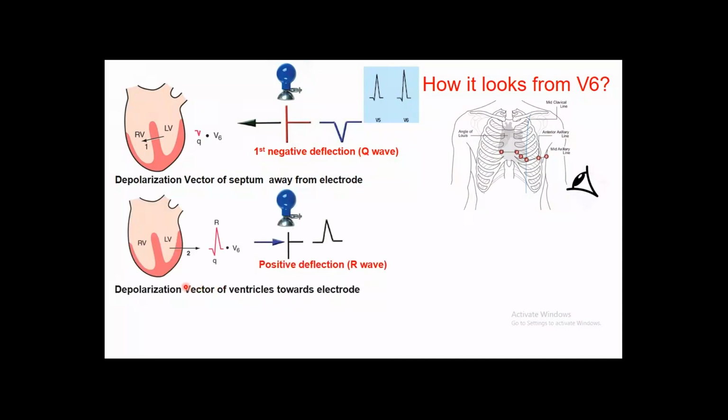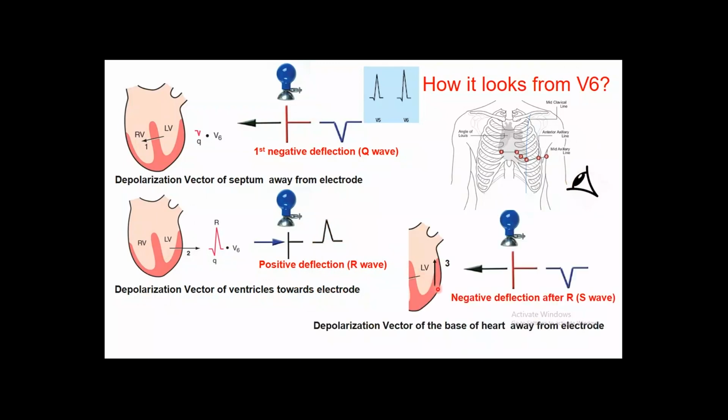The second phase of ventricular depolarization is depolarization of the left ventricle and right ventricular free wall. But because the left ventricle is more muscular and creates more electrical activity than the right side, the net electrical current will be towards the left ventricle. And this depolarization vector of the left ventricle is moving towards the recording electrode if we are looking from this side, causing a positive deflection on surface ECG called the R wave.